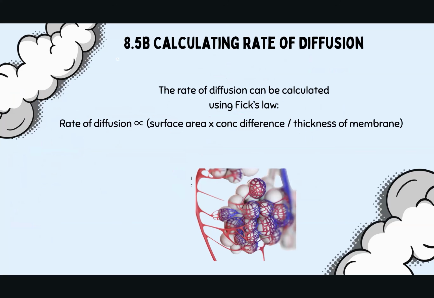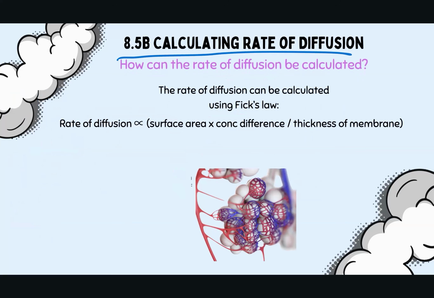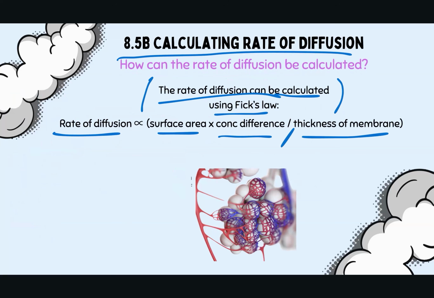8.5b, this is still triple only, biology only. How can the rate of diffusion be calculated? My advice would be, we will be answering questions on this in the pre-exam workshop, to look through some past papers and have a quick go at practising some questions linked to this law. Rate of diffusion is proportional to surface area times the concentration difference divided by the thickness of the membrane. If a question like this comes up, it will just give you the formula and you just have to calculate the answer.